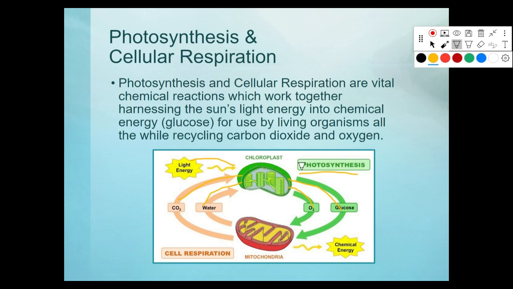Right, because when the chloroplast releases that, the mitochondria can take these things in. So the mitochondria takes in oxygen. And remember, this is what we have, this mitochondria. And so we breathe in oxygen and we eat glucose. We breathe out CO2 and we release water. Right. And so what's really cool is just, again, how when one is being released as an output, the other one is taking it in as an input. And so this is kind of that cycle that happens there. Again, working together to harness the sun's light energy into chemical energy, which is glucose, for use by living organisms, all the while recycling carbon dioxide and oxygen.